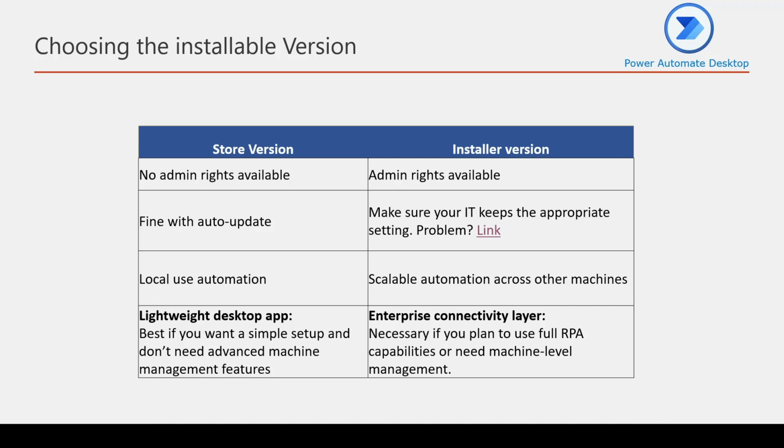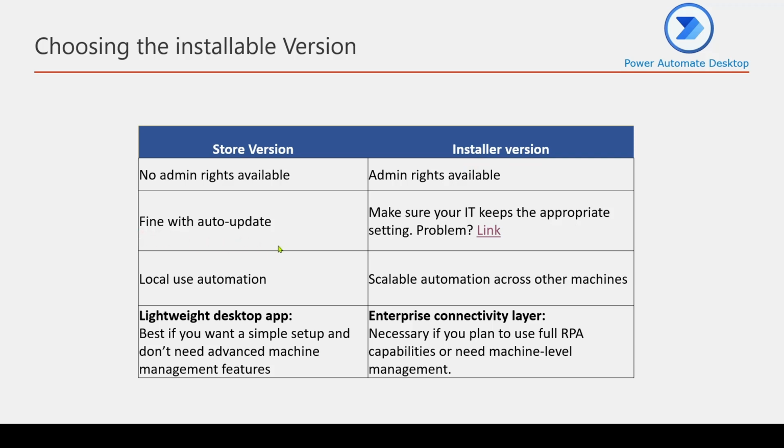So, choosing the right installable version. As we have seen, the store version does not require any admin rights. So if no admin rights are available for you, you can go with the store version. Whereas if you already have admin rights, or let's say your company IT is okay to give you the admin rights to install this, you can go ahead with the installer version.